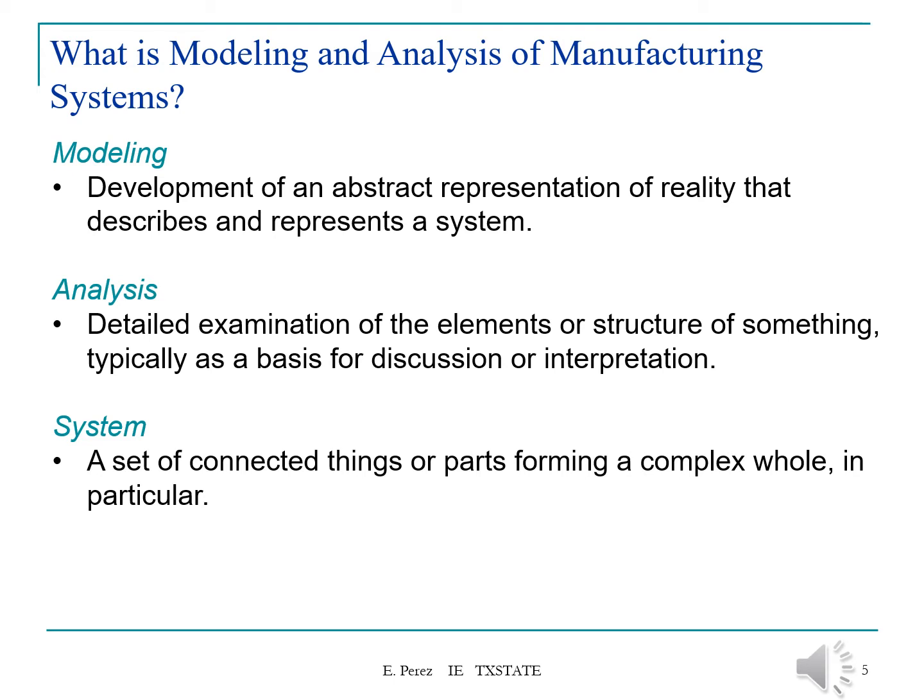And then finally, the system is a set of connected things or parts forming a complex whole. So a system, not only in manufacturing, but in other settings as well, will have multiple components that when you put them together, they have a purpose. They're trying to achieve an objective. So it's a set of connected things or parts forming a complex whole with a particular objective.